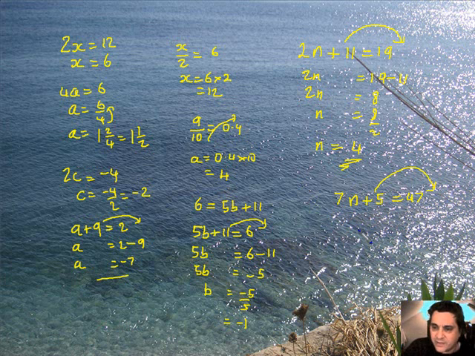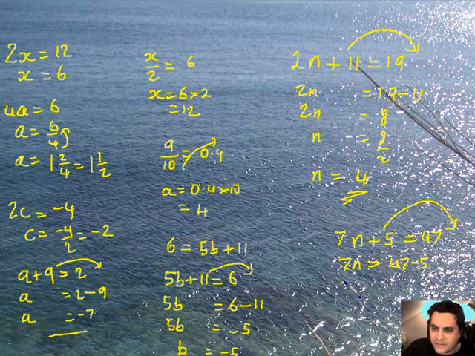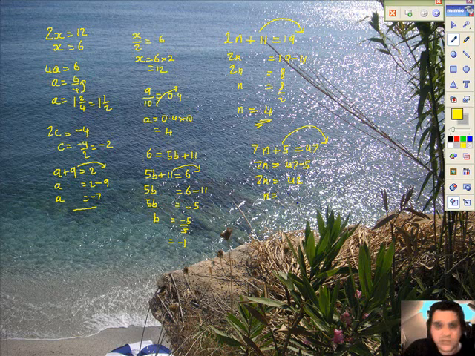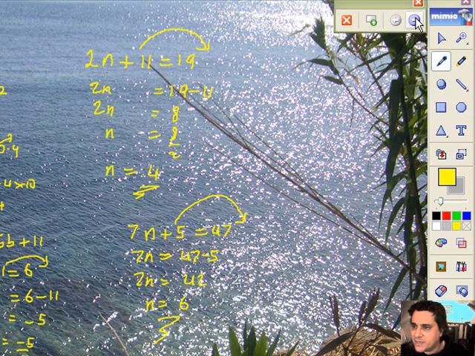Well, plus 5, go next door and subtract. So 7n is going to be 47, take away the 5. So 7 times n is going to be 42. Just divide by 7 now to get n on its own. 42 over 7 is 6. Okay, I missed out a little step there. No worries there. Just turn over the page.